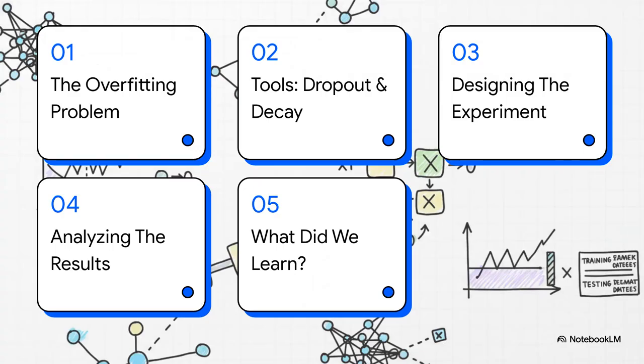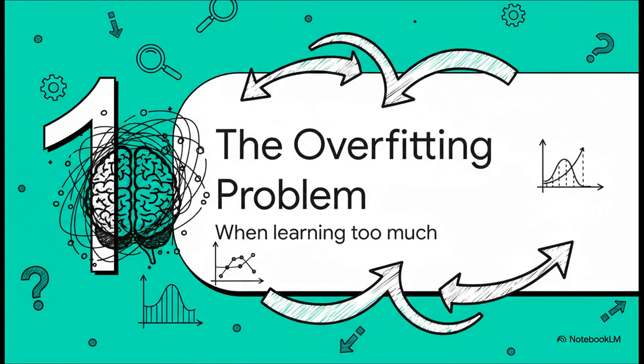So here's our game plan for today. First, we're going to get right to the heart of a super common AI problem, overfitting. Then, we'll look at the tools we can use to fight it. From there, it's time to put on our lab coats because we're going to design and run a real experiment. After that, we'll dig into the results, and finally, boil it all down into some key takeaways you can actually use. All right, first up, let's define this thing we call the overfitting problem.